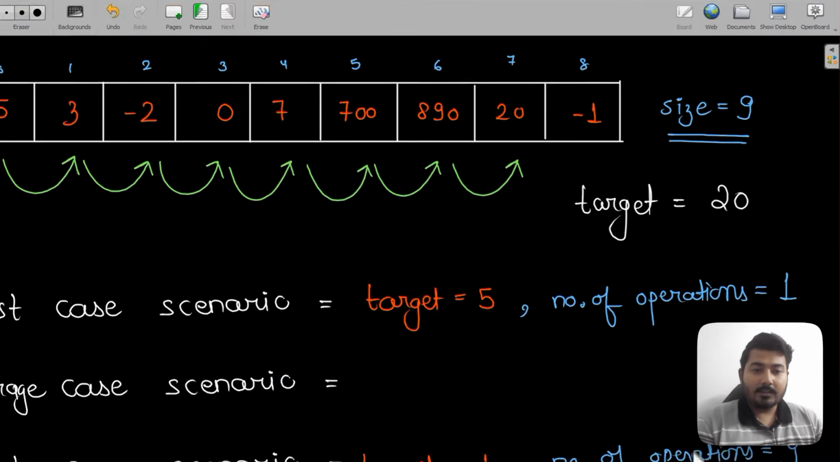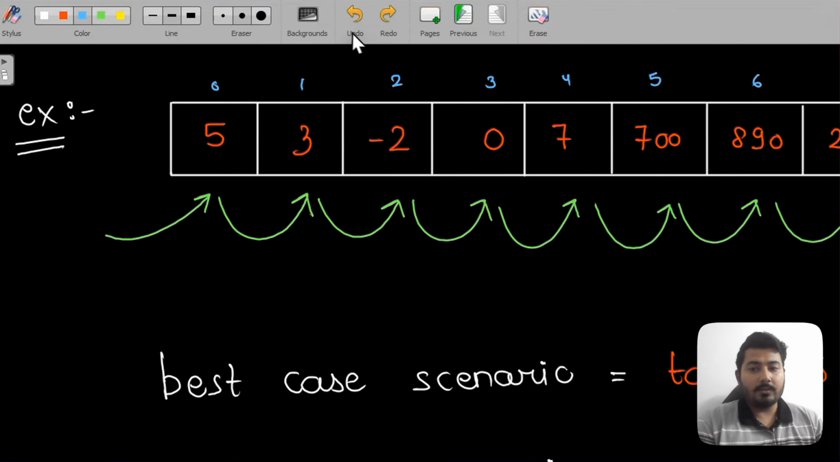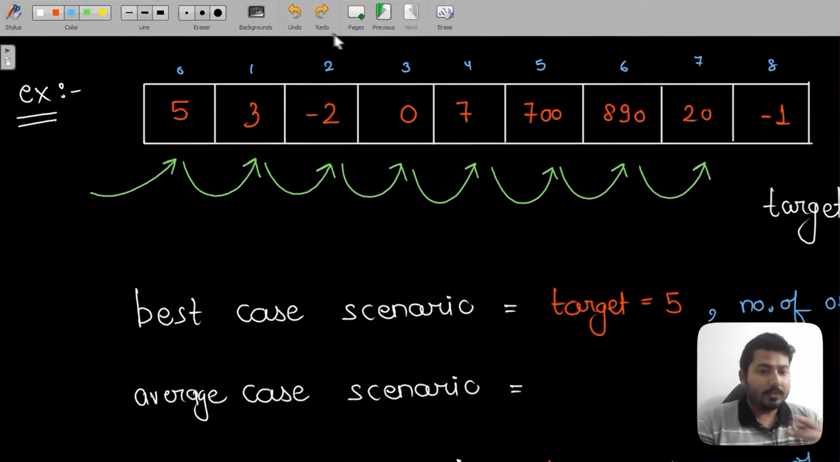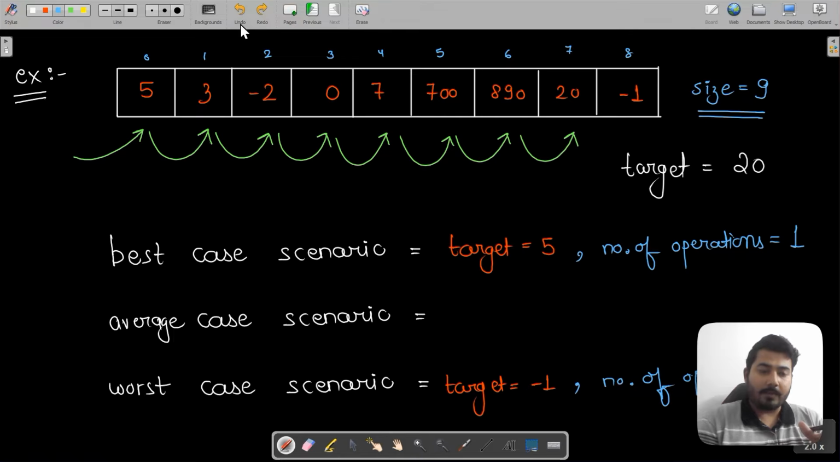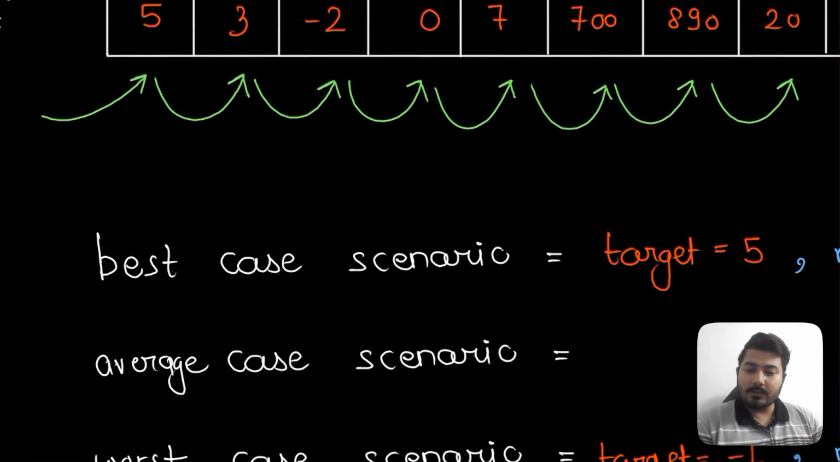At the very end, you will find your target, and you will end the program. Can you have any more number of operations possible in this scenario? You cannot. That is the maximum number of operations that you can take while applying this process. True. That is why this is called the worst case scenario.